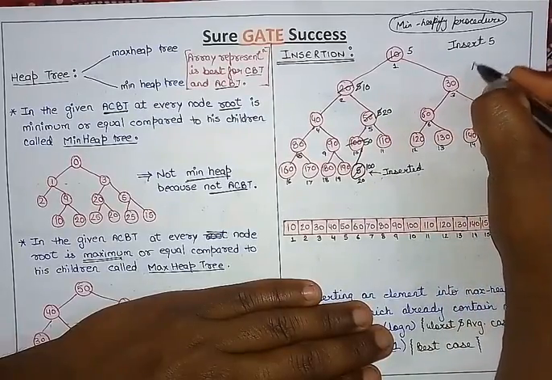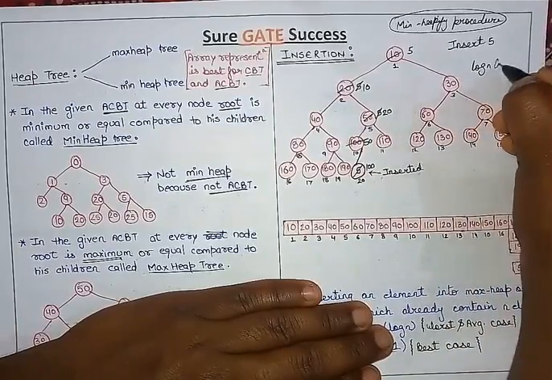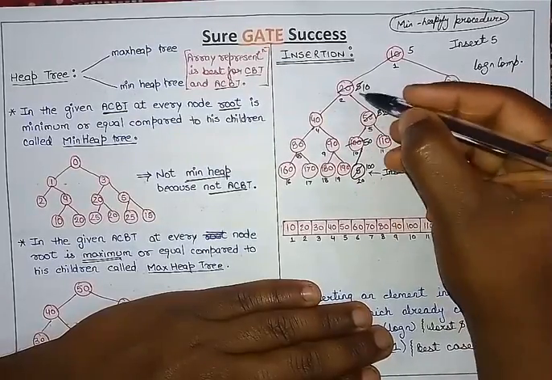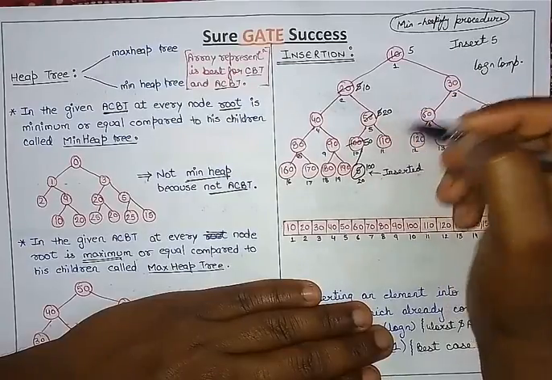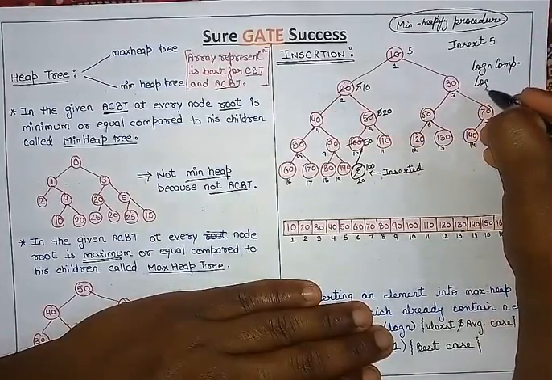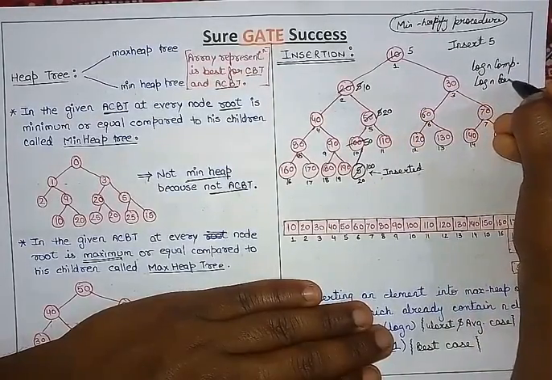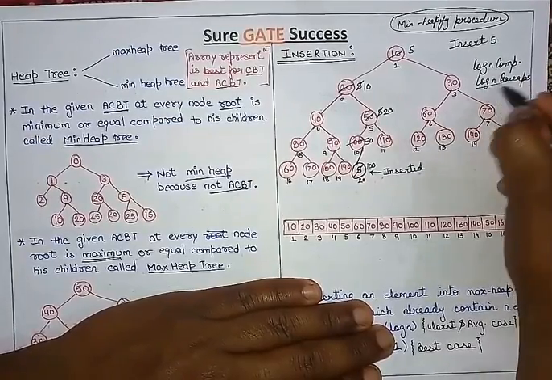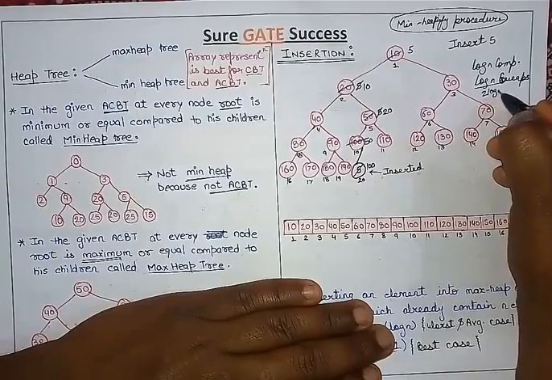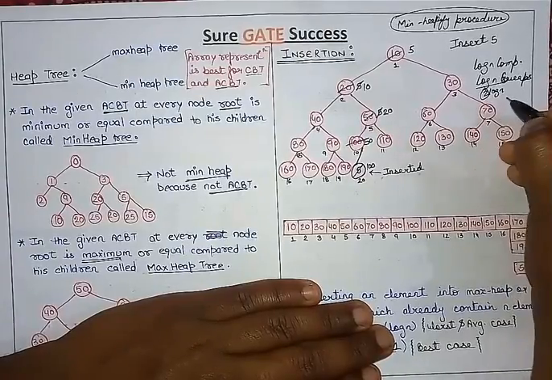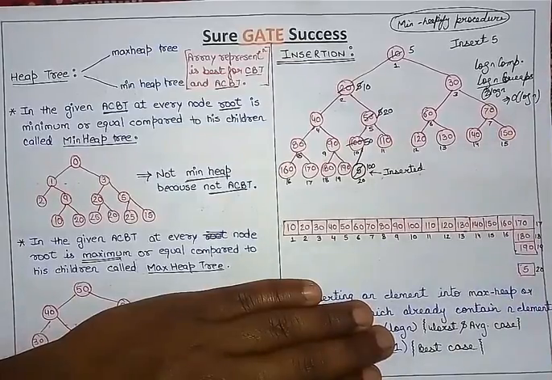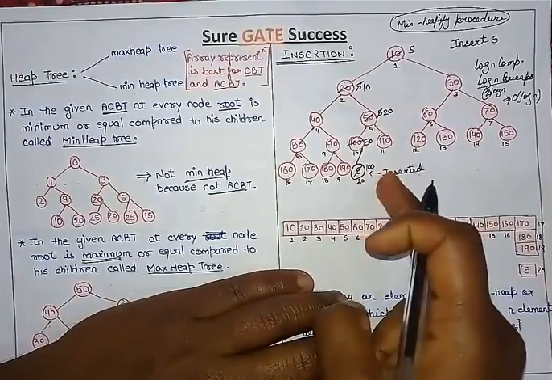So there are log n comparisons. And how many swaps are there? Because we have disturbed the same path, there have to be log n swaps also. Because of this, what will the time complexity be? It will be nothing but 2 log n, but 2 is a constant, so it will be order of log n.